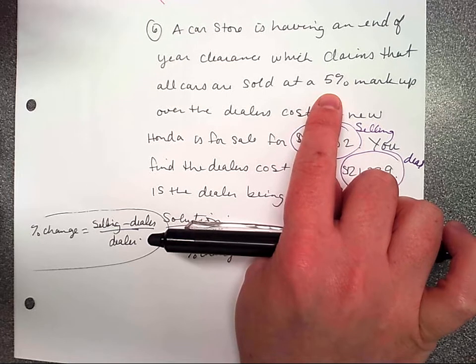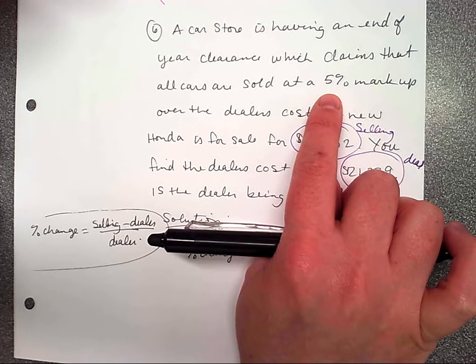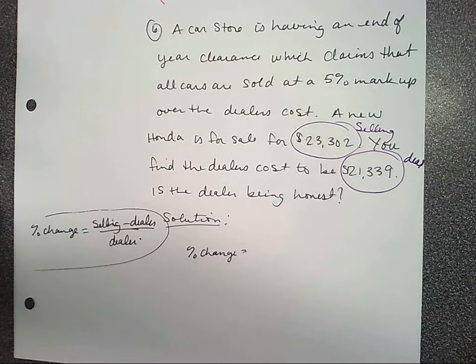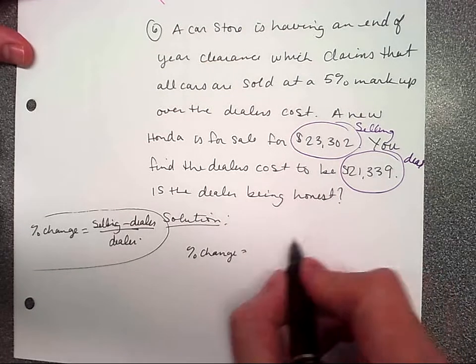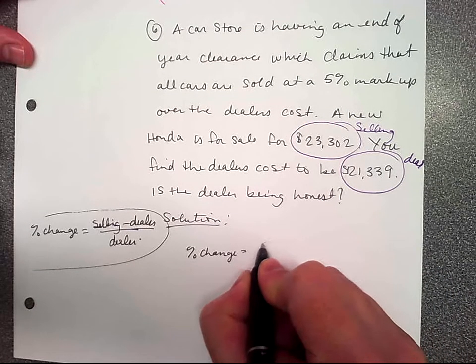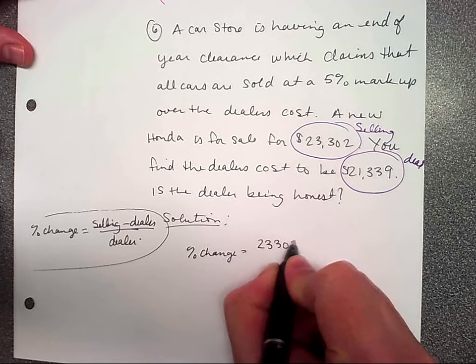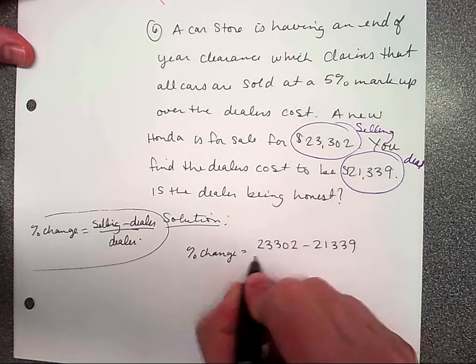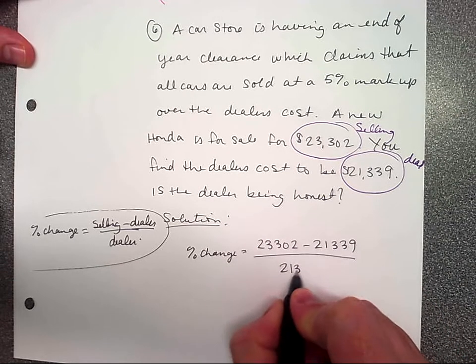What are you hoping for? It being less than 5%? I'm hoping it's as low as possible, right? Yeah, I would think so. Okay, so selling cost is 23,302 minus 21,339 over 21,339.